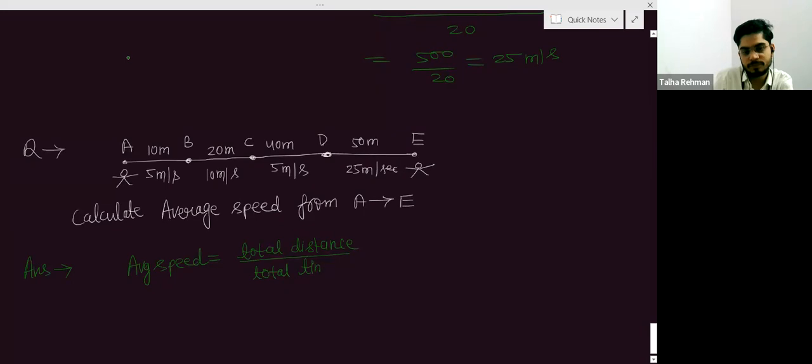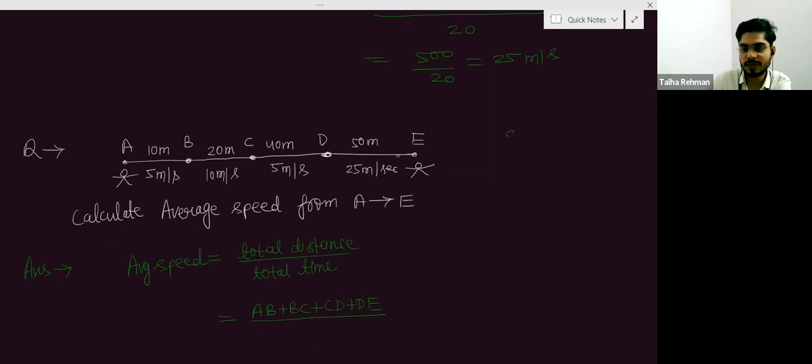Total time. Okay. Total distance we have: the total distance is AB plus BC plus CD plus DE. We do not have total time. We do not have total time.